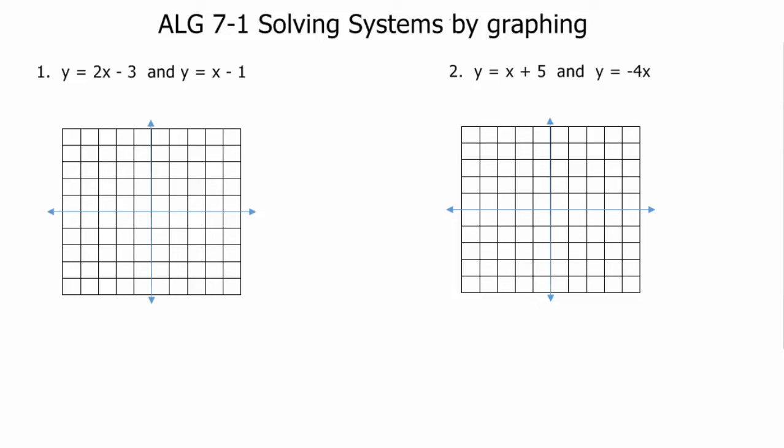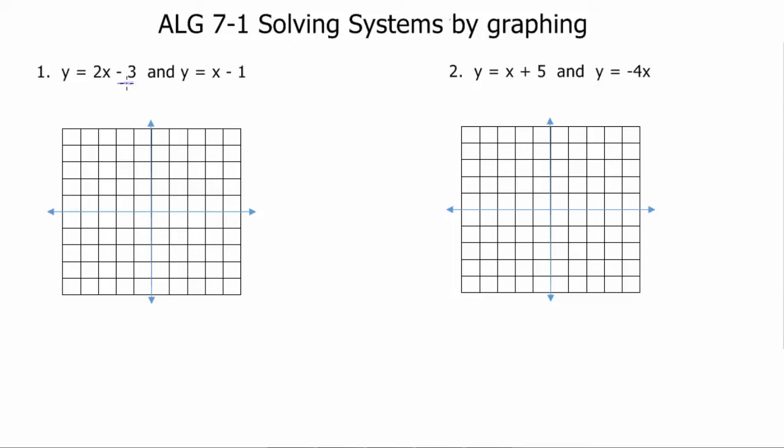Okay, today we're going to do 7-1, solving systems by graphing. So basically, you're just going to graph two equations and see where they cross. In the next section we will do how to do it algebraically, but right now we're just going to do it graphically. So, using graphs. Okay, y equals 2x minus 3.